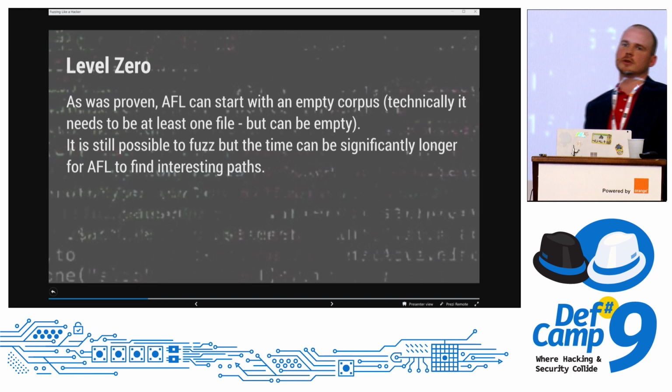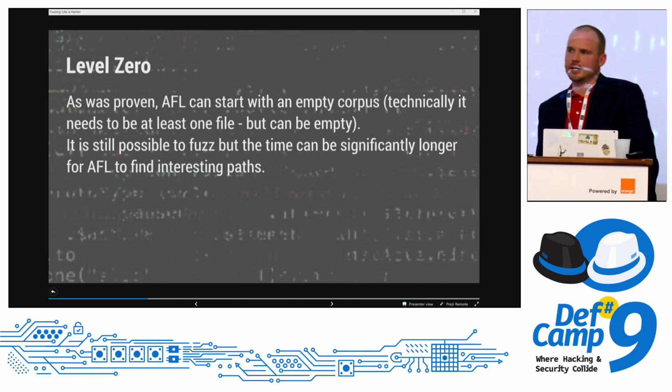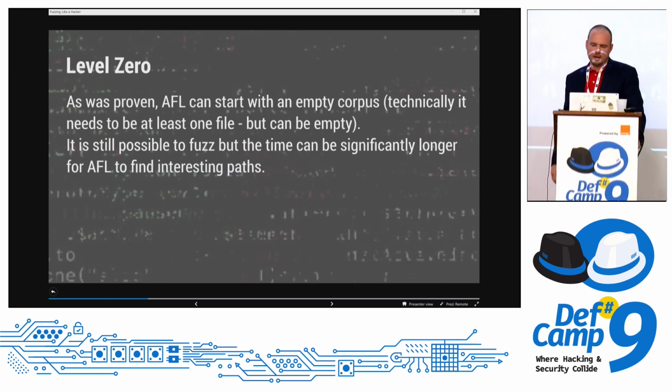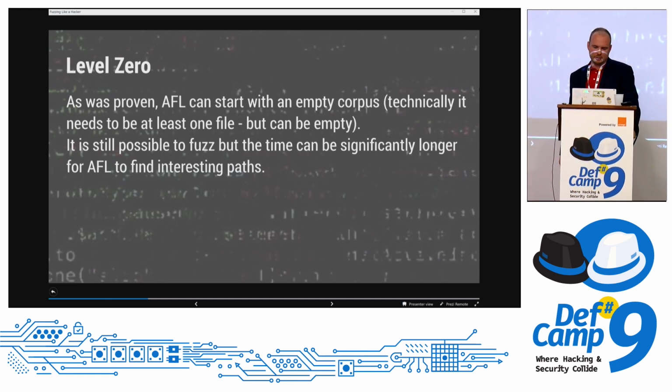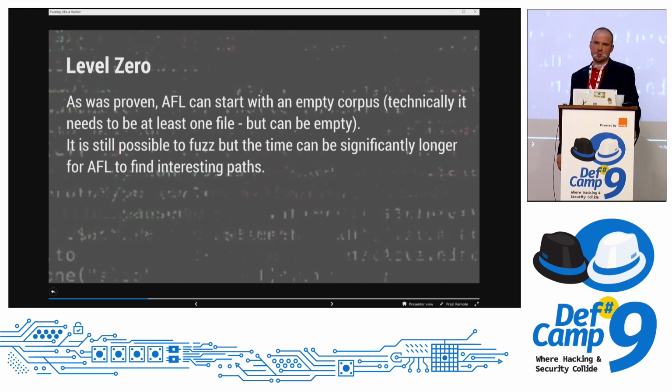So what can you do? You can, of course, start from 0, so give nothing. AFL can do that. You can give an empty file. You need at least one file, from a technical point of view, but it can be just empty, and AFL can handle that. But the time of fuzzing will be much, much longer. It was already proven by lcamtuf. You can see on his web page the test when he started from a 0 file, and after some time AFL generated an appropriate, I think it was a PNG file. So it works.